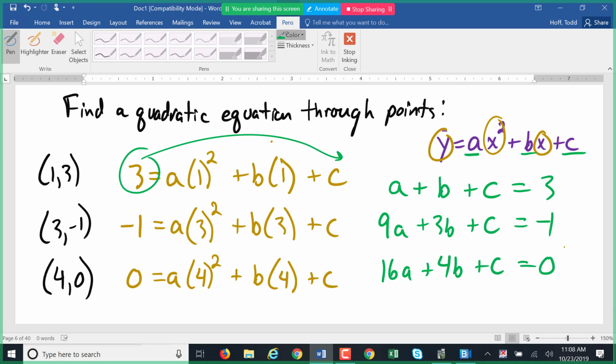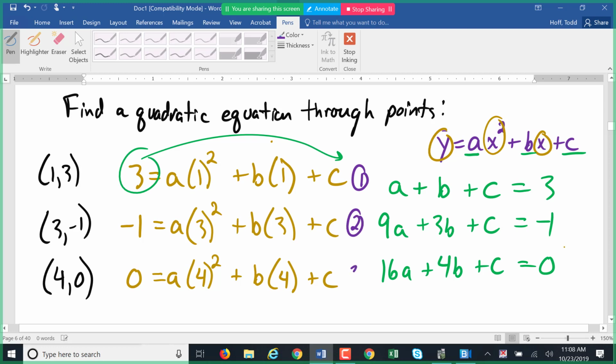So there's my system I'm going to work with. I don't want to call them A, B, and C because I already have A, B, and C here. Let's call them equation 1, 2, and 3.